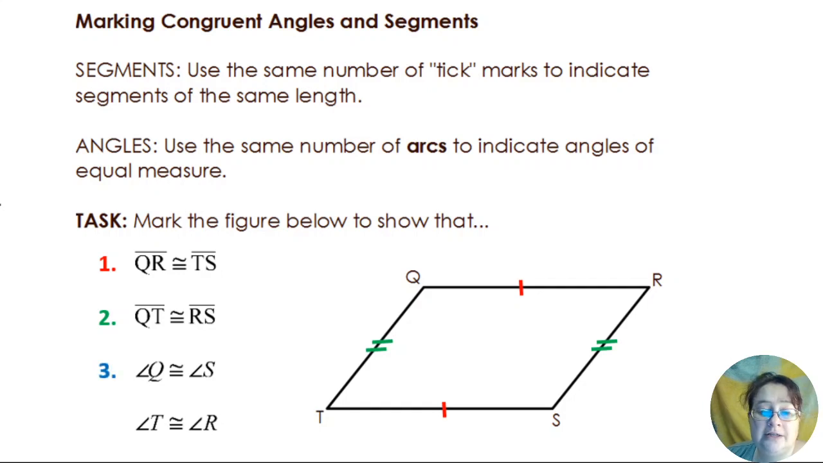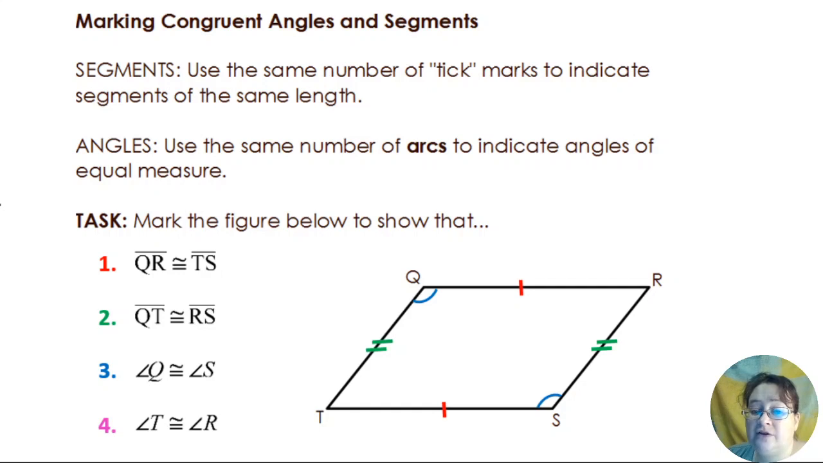For angles, we use arcs. So we're going to put the arcs here in blue. Angle Q, so I'm going to put one arc, is congruent to angle S, and that's also going to have one arc. We have angle T is congruent to angle R, and we're going to put that one in purple. So I already used one arc, so if I put one arc at T, that's going to say T and Q are the same, and they're not. So for T, I'm going to put two arcs.